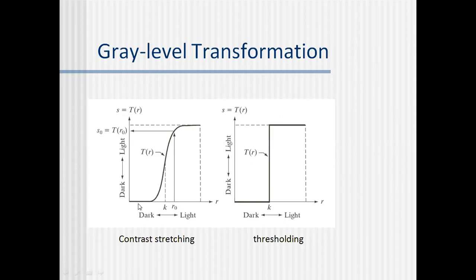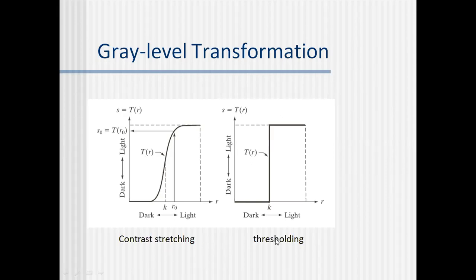Suppose along the input levels, 0 to R, so this is the maximum value. In between these two values, there exists some 0.6 or 0.7 that can be indicated by R naught. So this is 0.6, let us consider. Now, the transformation of that 0.6 can be the output pixel value. This is one of the examples of gray level transformation.